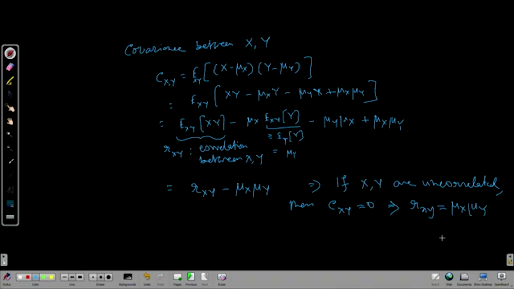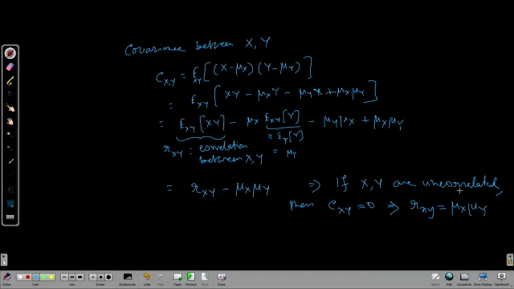And often we deal with random variables which have 0 mean. So, if one of the means is 0 or both the means are 0, then uncorrelated will also mean correlation is also 0, covariance 0, correlation also 0, all right. But in general, uncorrelated means covariance 0 and correlation is a product of the means. Only if at least one mean is 0, then correlation also is 0, but not always. This is the meaning of uncorrelated.